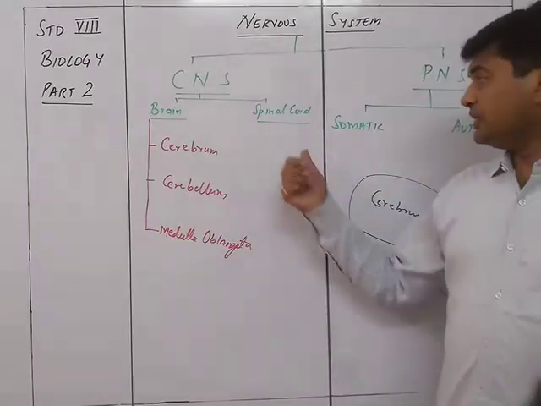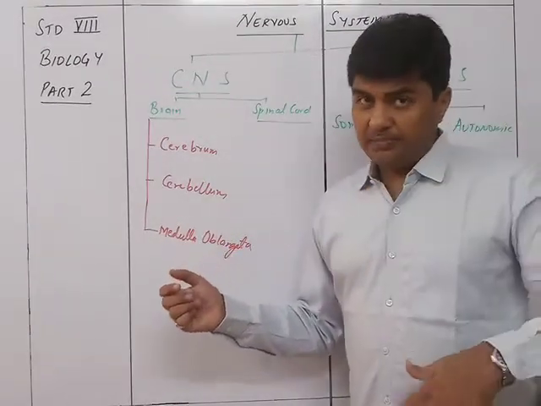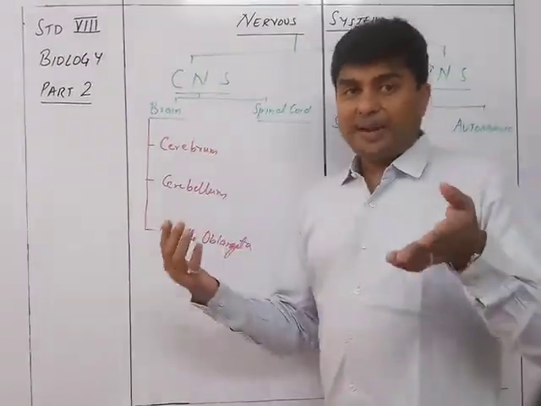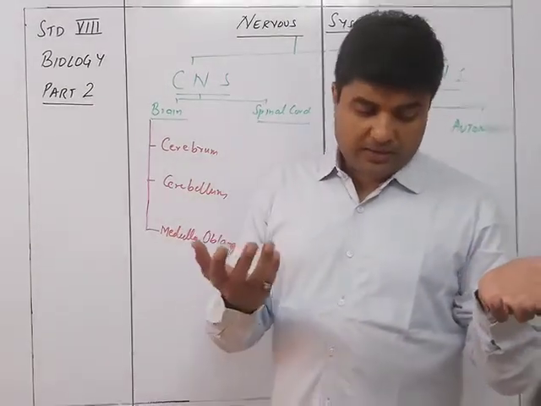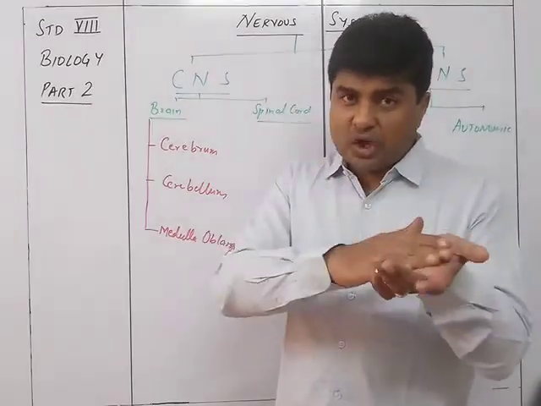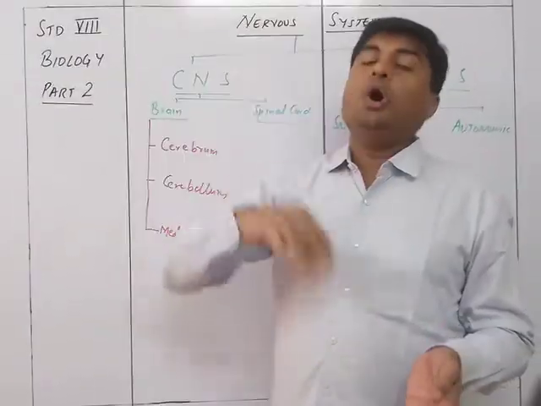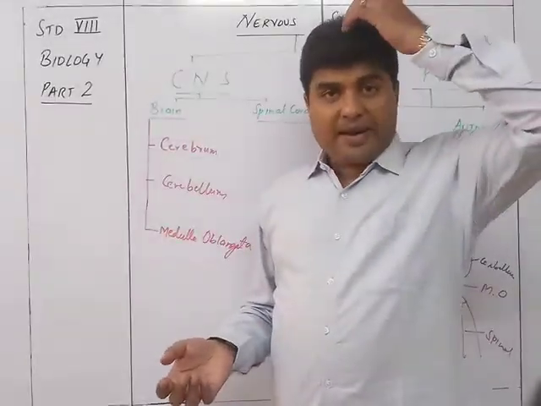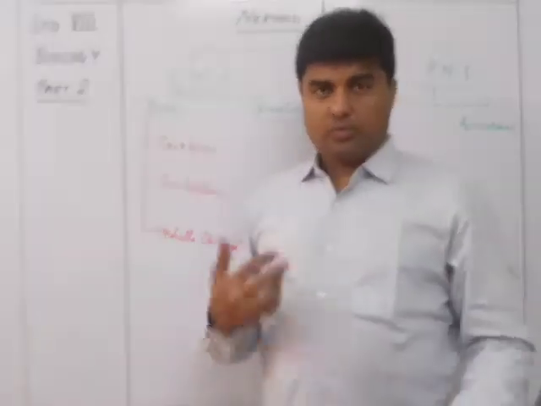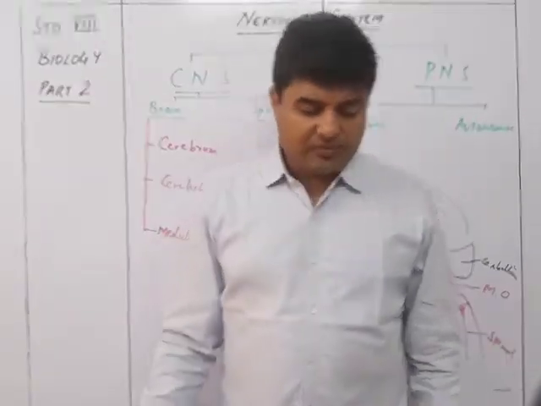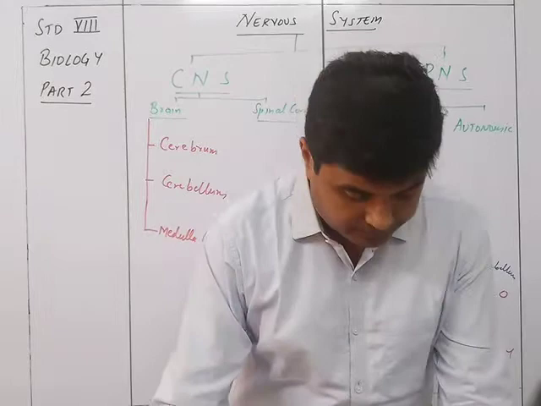First is all the reflexes below the neck. Secondly, the conduction of impulses, the message from the sense organs to the brain or the muscle to the brain, or from the brain to the muscle or the gland. So all these three are the different functions of the spinal cord.